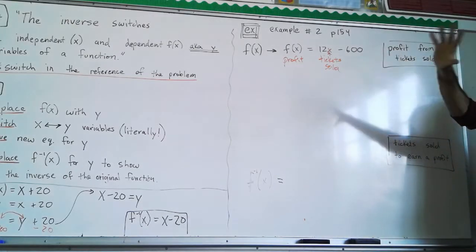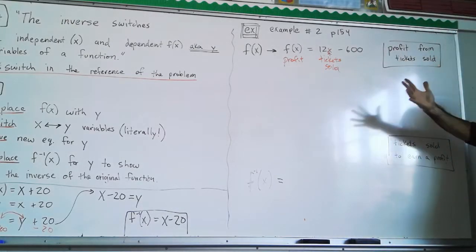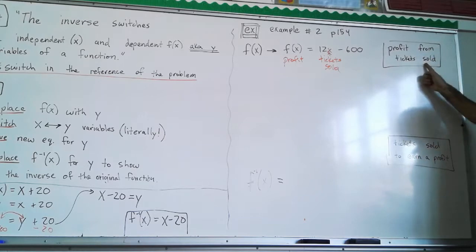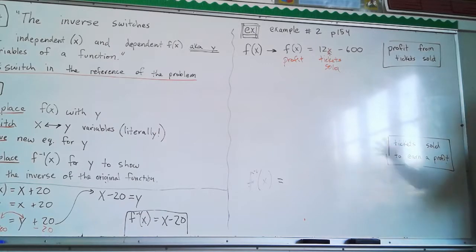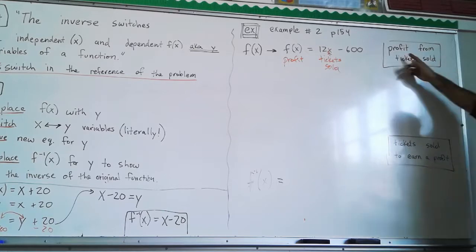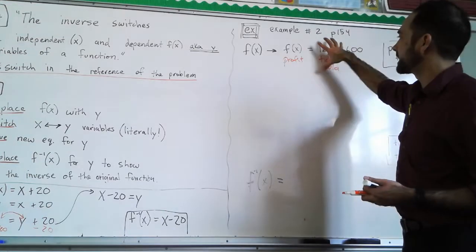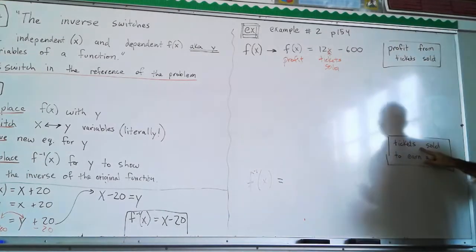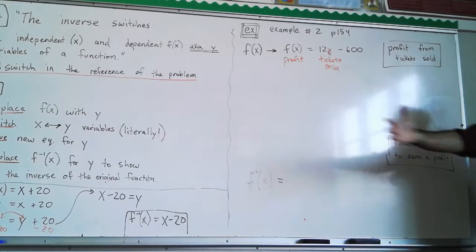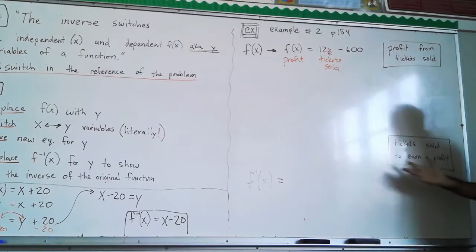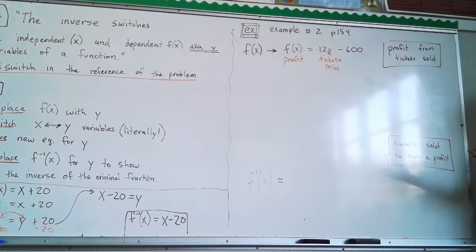So let's look at this. What's different between profits from tickets sold and tickets sold to earn profit? You see how it just kind of switches what the focus is. When we take the inverse, instead of looking for the profit by tickets sold, we would be looking for how many tickets do I have to sell to get a profit? You see how it switches the reference? Here we're interested in the profit. Here we'd be interested in how many tickets. So just keep that in mind.